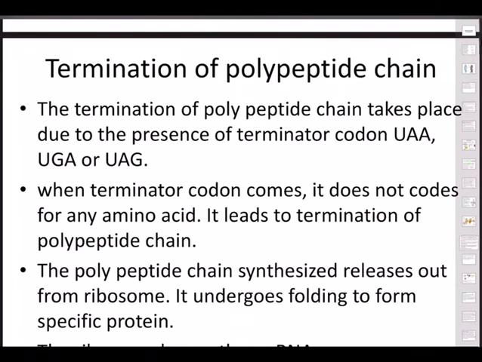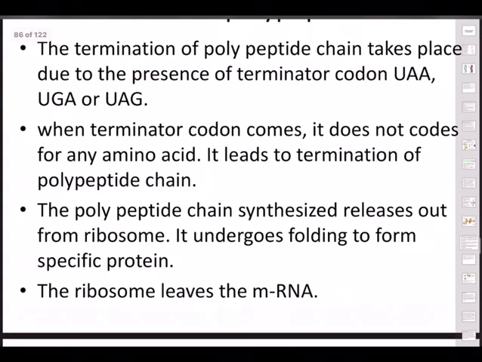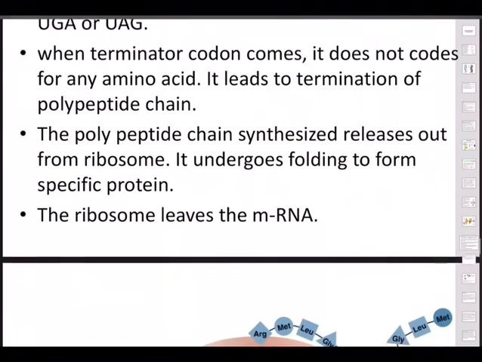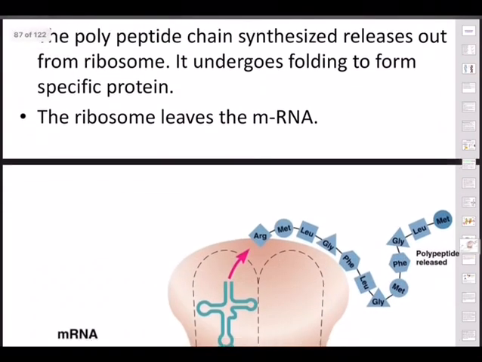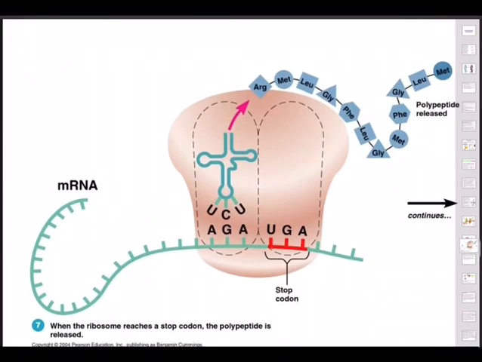And finally, there has to be termination of the process. So the termination of the polypeptide chain takes place due to the presence of nonsense codons or senseless codons. They are UAA, UAG, UGA. When a terminator codon comes, it does not code for any amino acid. It leads to termination of the polypeptide chain. The polypeptide chain synthesized releases out from the ribosome. It undergoes folding to form a specific protein. The ribosome leaves the mRNA.